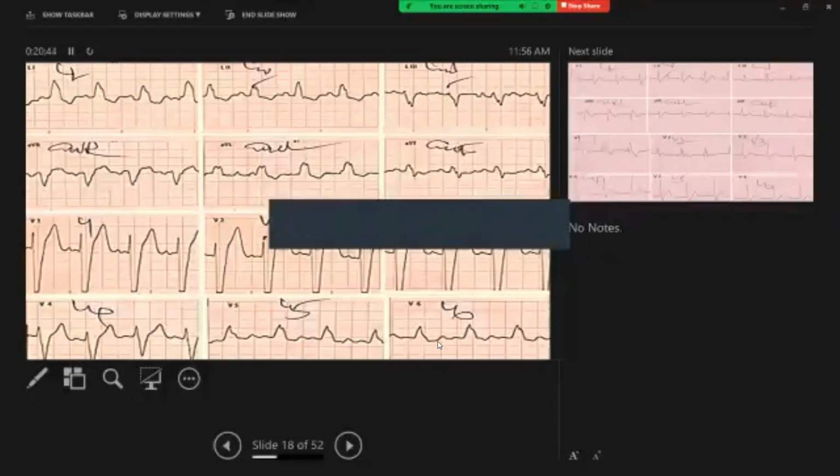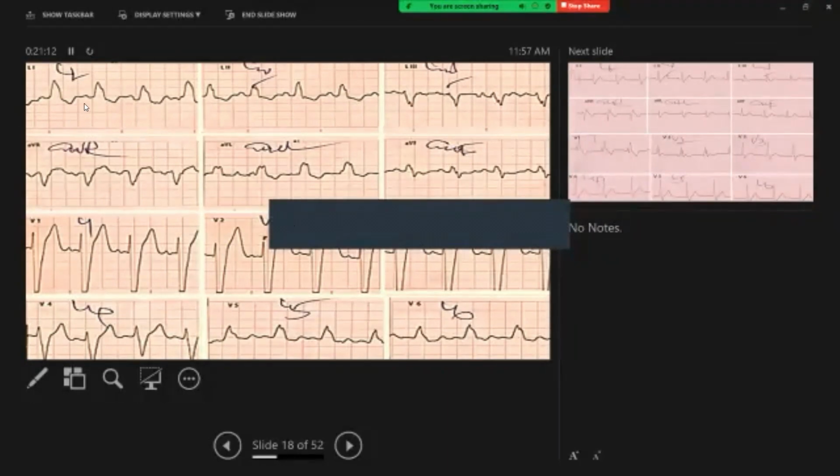Now this ECG, you can see abnormal ECG with rate around 100 beats per minute. The QRS durations are broad. There are about 5 small squares. The best lead to measure the QRS duration is lead V1. So this is regular broad complex tachycardia.